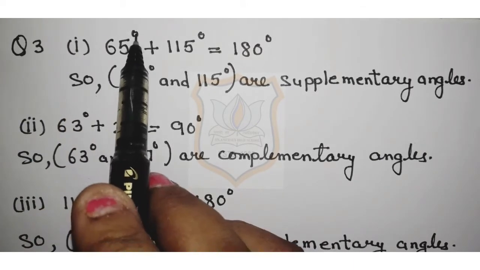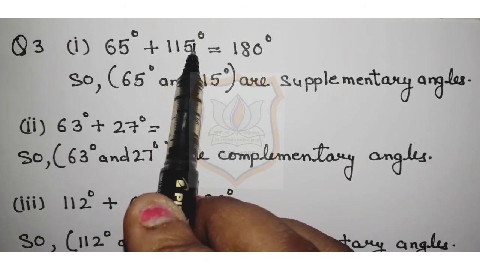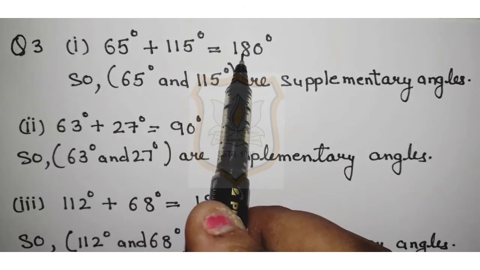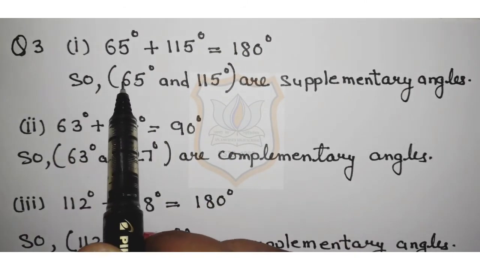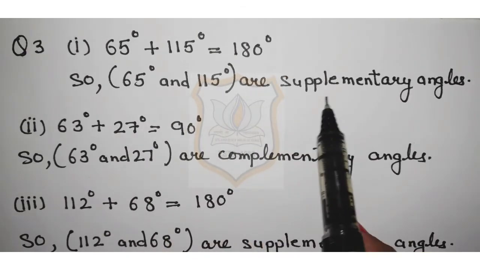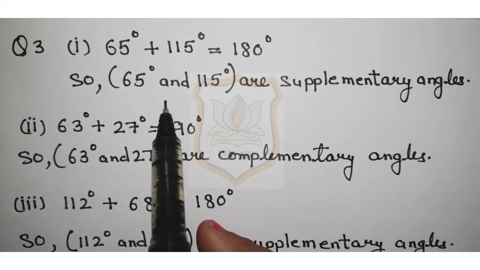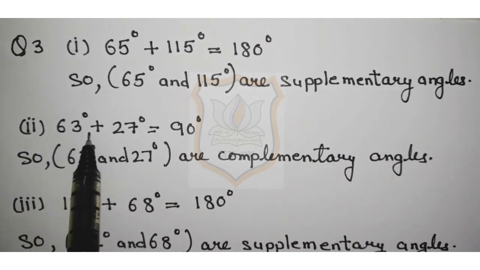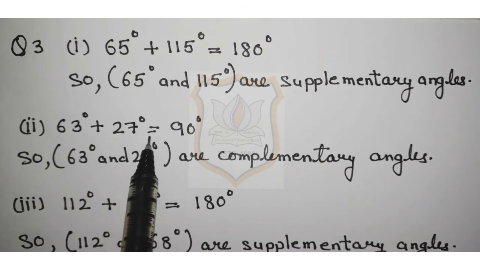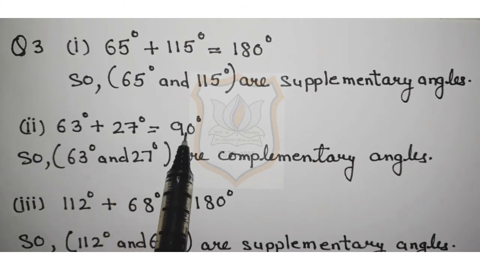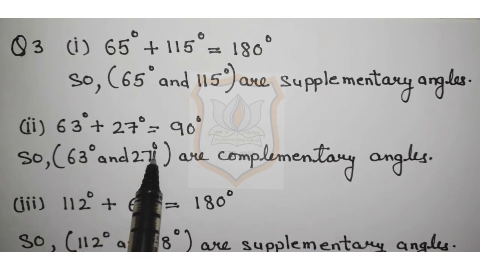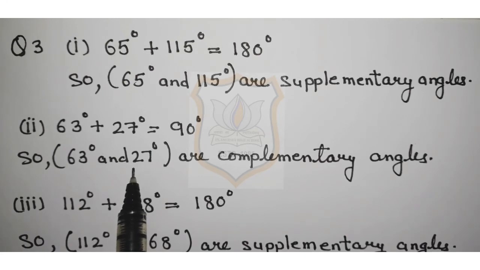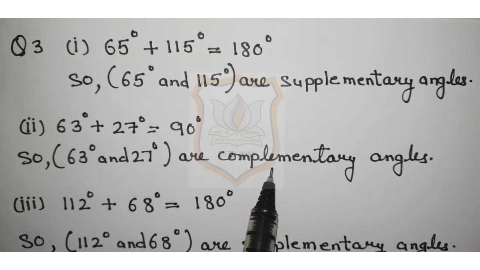First part is 65 degree plus 115 degree. After adding 65 degree and 115 degree, that is equal to 180 degree. So 65 degree and 115 degree are supplementary angles because the sum of the measure of supplementary angles is 180 degree. Now the second one is 63 degree plus 27 degree. That comes to be 90 degree. So 63 degree and 27 degree are complementary angles because the sum of the measure of complementary angles is 90 degree. So these are complementary angles.